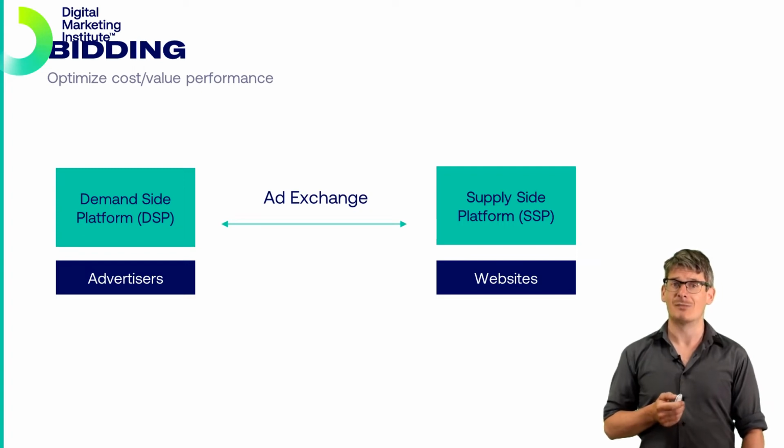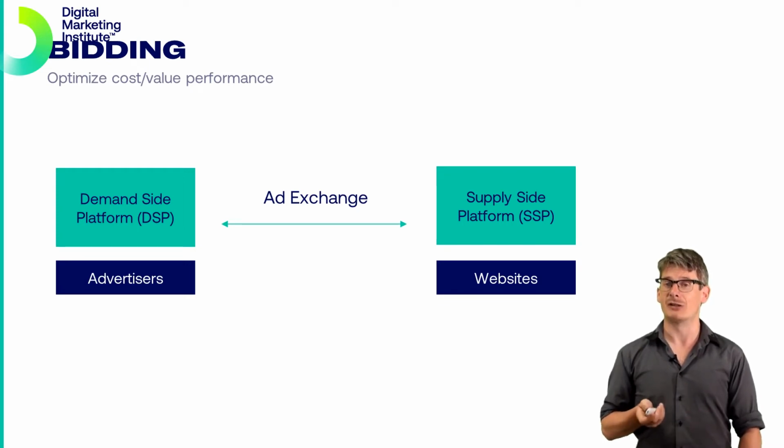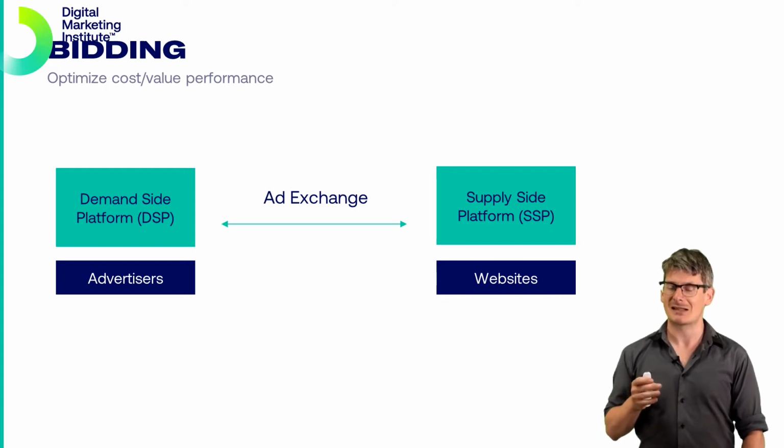So on the demand side platform, we've got all the advertisers and they're all bidding. And on the supply side platform, we've got all the publishers or all the ad placements available to us, and the ad exchange understands how much the people are willing to pay, the relevance and different factors within the DSP side, matches that up to the SSP side, and that's how our ads are served.